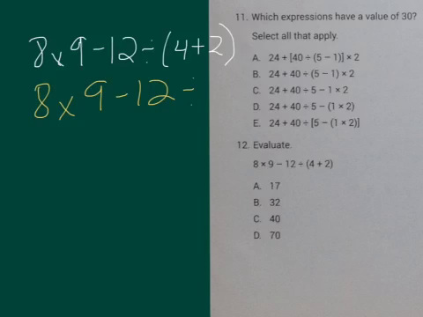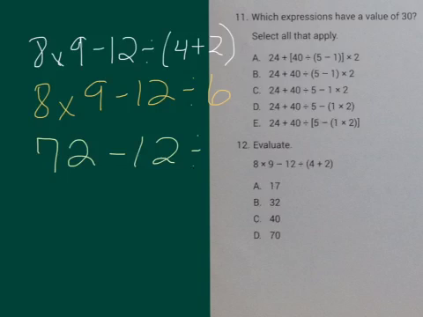Okay, so let's go ahead and do our order of operations and work in our parentheses. So we'll do our parentheses first, and 4 plus 2 is going to equal 6. Then our next step we're going to look down, and so we're going to go ahead and multiply 8 times 9, and that is going to be 72. And then we're going to put our subtraction and go ahead and write down.